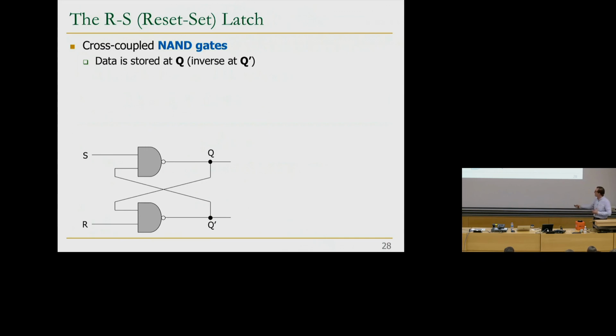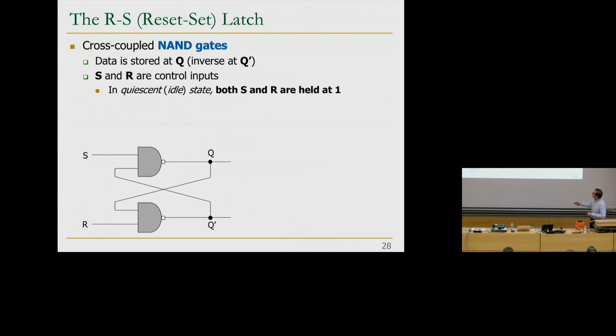So if you want the Q bar, you can directly connect it somewhere else. S and R are control inputs. S means set. R means reset. In the idle state, where you're not changing anything, both S and R are held at 1. If this is 1, the output of the NAND gate is independent of this value and dependent on the value over here. That's exactly what you want. It acts like an inverter, right, if S and R are both 1s.